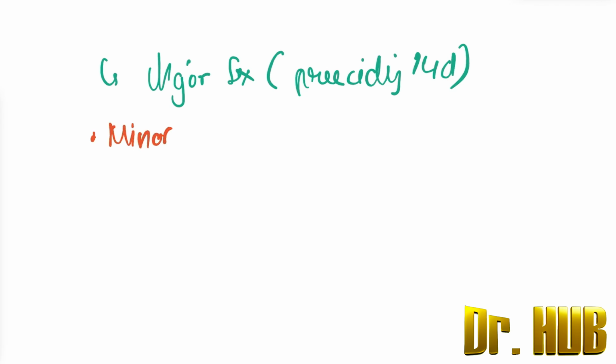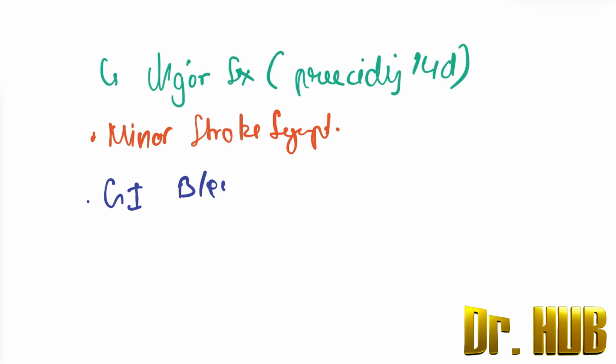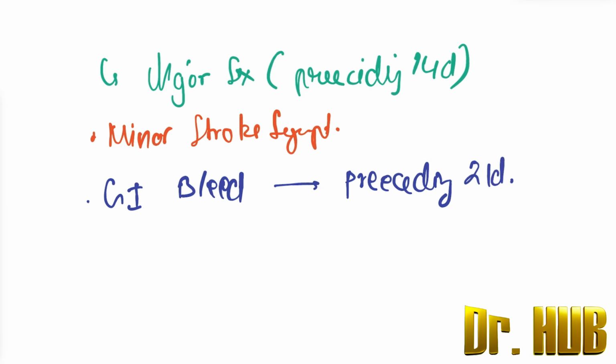In terms of minor stroke symptoms, then comes the GI, gastrointestinal bleed. So there's a GI bleed which is preceding 21 days. Then comes the recent MI, that is a myocardial infarction.